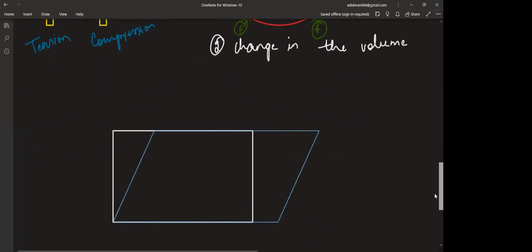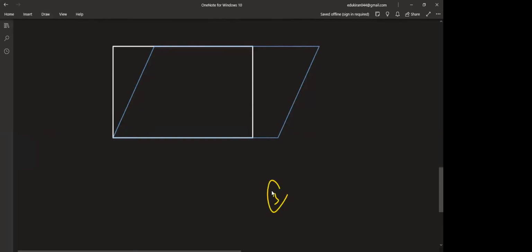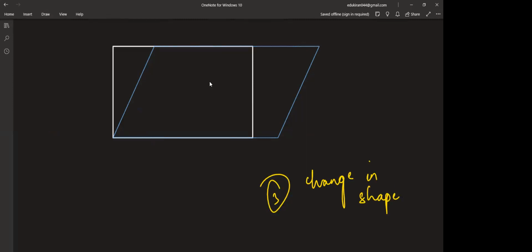Last type of deformation is the change in shape. Suppose I have applied a force over this, the original one is the white one. Suppose you take a very thick book and on its topmost surface, you apply a force. What happens? The base of the book remains as it is, but where you have applied the force, it displaces forward. So this shift is changing its shape.